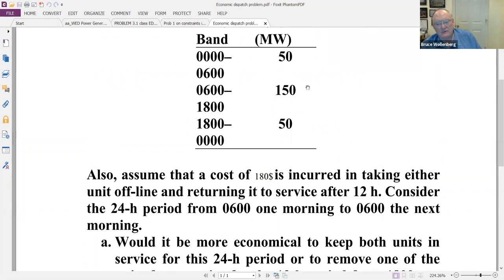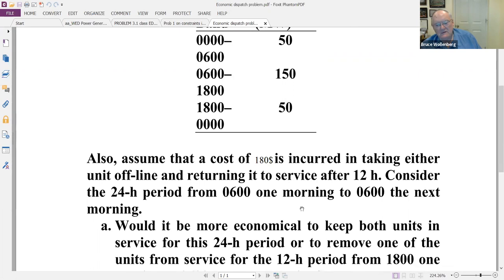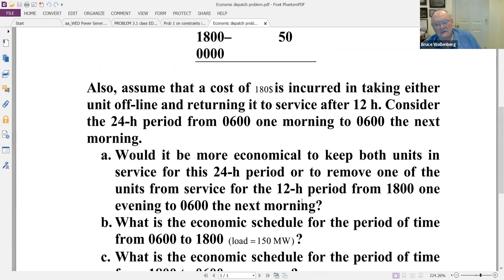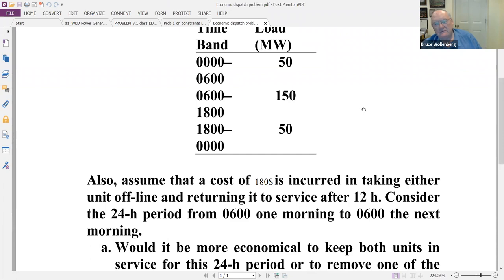Here you have no choice. You have to have both units on. So we'll do it for both units. And now you can answer these questions down here. This shows you, in a very, very small problem, the difficulties of unit commitment. When do you commit them and when don't you commit them, and things like that. So that's going to start.